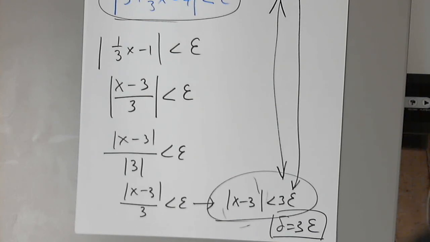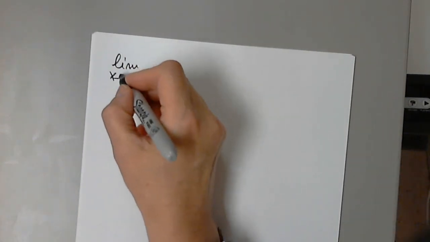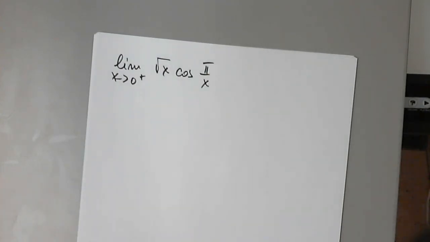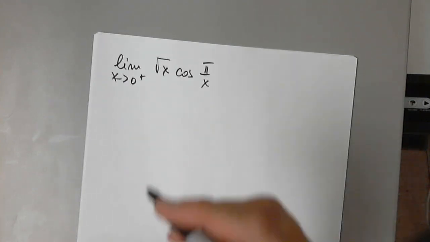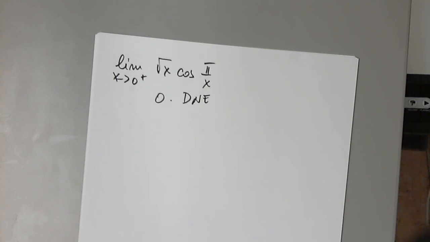I think we did this problem in class before, but can we do it again? Yes. Number 1, yes. Good. So here's number 1: the limit as x approaches 0 from the right of the square root of x cosine pi over x. And of course, when we plug in 0, we get 0 times undefined. And you can say, well, that's 0. Well, possible, but I have to show it.